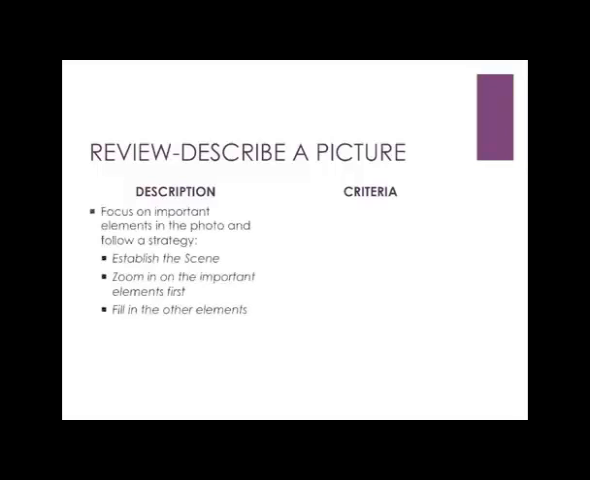In the second video, we reviewed the idea of describing a picture. If you recall, we talked about that you needed to focus on the important elements in the photo and follow a basic strategy. We suggested these 3 steps. Establish the scene by looking at the overall picture and thinking about where the scene is taking place. Then zooming in on the most important elements first. So which particular people in the picture or particular ideas seem to be the most important, and focus on those first.